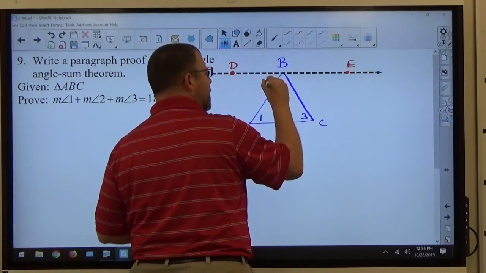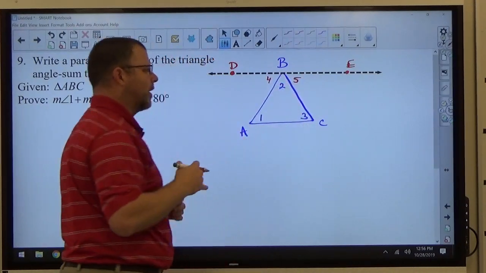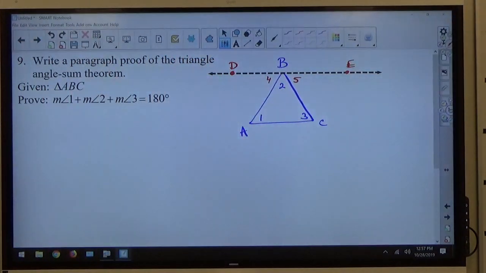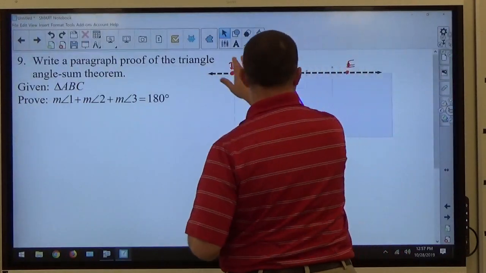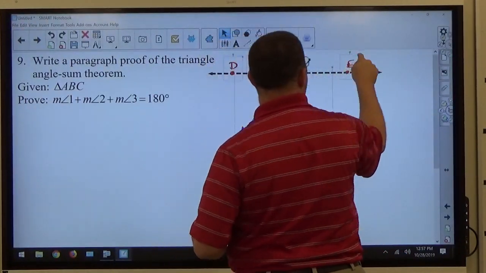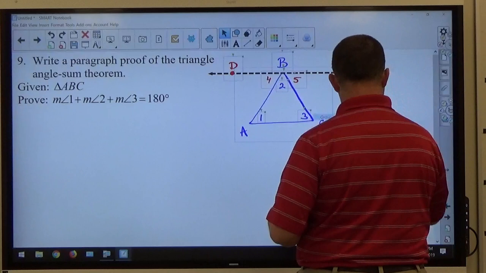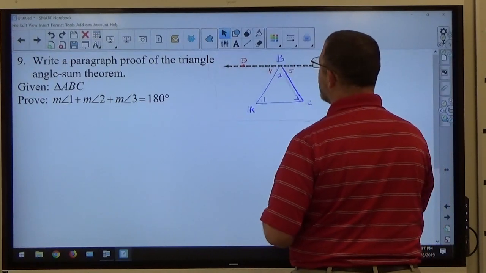And I'd probably stick a couple extra angle numbers in there so I can refer to them as angle 4 and angle 5 instead of angle DBA and angle EBC. It's just easier to write. Okay, so that's what my picture would look like. And obviously, I was not given that extra line DE. I made it happen. Shrink it up a little bit so I have more room to write.